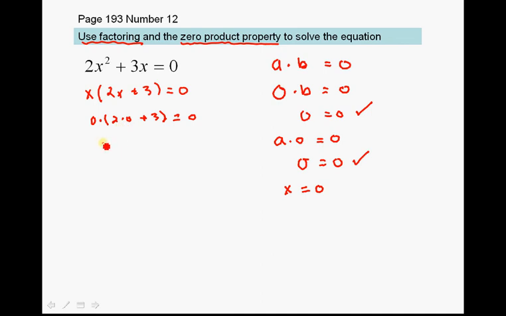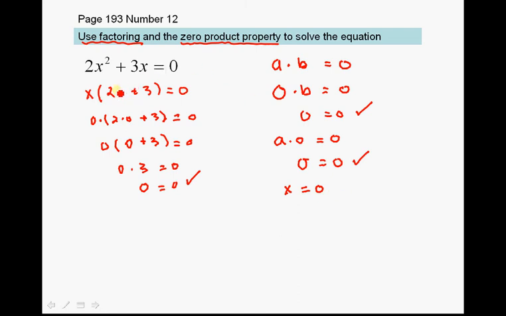Let's just work through it to make sure. 2 times 0 is 0, plus 3 equals 3, so we have 0 times 3 equals 0. Voila, it works out. 0 times 3 is just going to be 0, which is equal to 0, so it checks. Now we know that one of the possible solutions is 0. Now, let's take a look at the other factor.